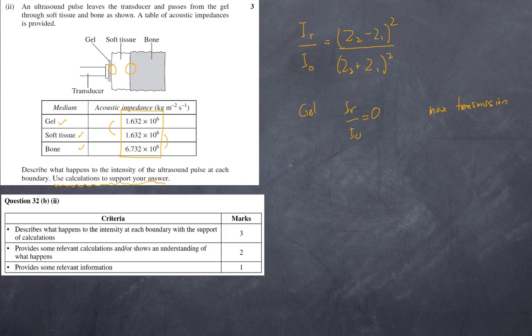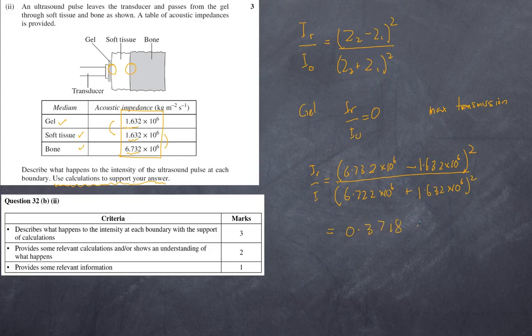However, we need the second part. The fact is that you're going to get some reflection from the soft tissue and bone interface. And in that case, the I_R over I naught value is going to equal 6.732 by 10 to the power of 6 minus 1.632 by 10 to the power of 6, all squared. On the bottom you're going to get those same 2 values, but you're going to add them. Doing that calculation you get 0.3718, and that actually means an approximate 37% reflection.